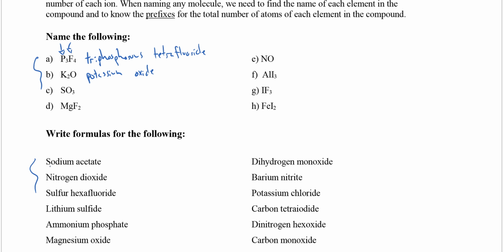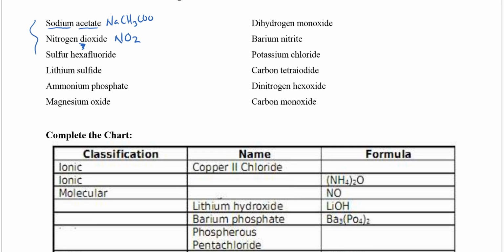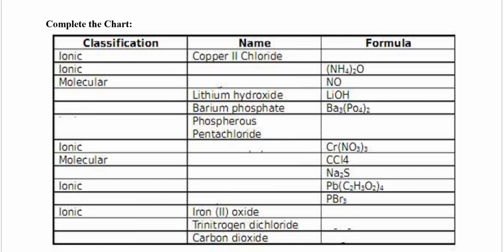Coming down below, trying to write formulas given a name, I see sodium acetate. Acetate is a polyatomic ion. Sodium is a metal, so we have an example of a metal binding with a nonmetal. And I can write the formula there. Nitrogen dioxide. I see the di prefix, which is a clue that I'm dealing with a covalent compound. So that'll tell me a single nitrogen and 2 oxygen. Try your best on the next several examples here, and then when you're finished there, move on to complete the chart, which is the same idea as above, just presented in a slightly different format.